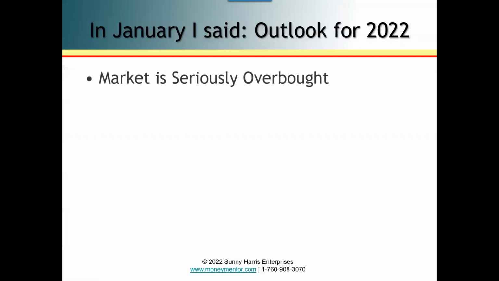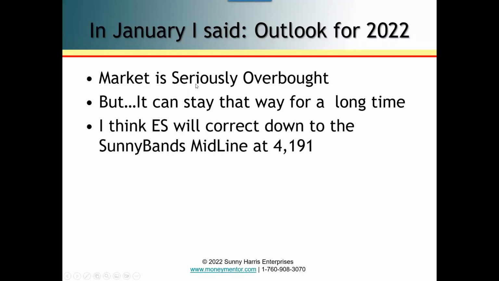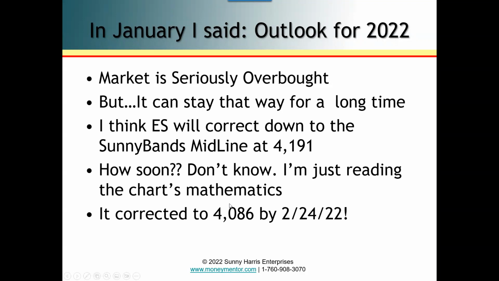In January, I said in an Outlook for 2022 article that the market is seriously overbought, but it can stay that way for a long time. I think the ES will correct down to the SunnyBands midline at 41.90. How soon? I don't know. I'm just reading the mathematics of the chart. And it corrected to 40.86 by the end of February. So that one worked.